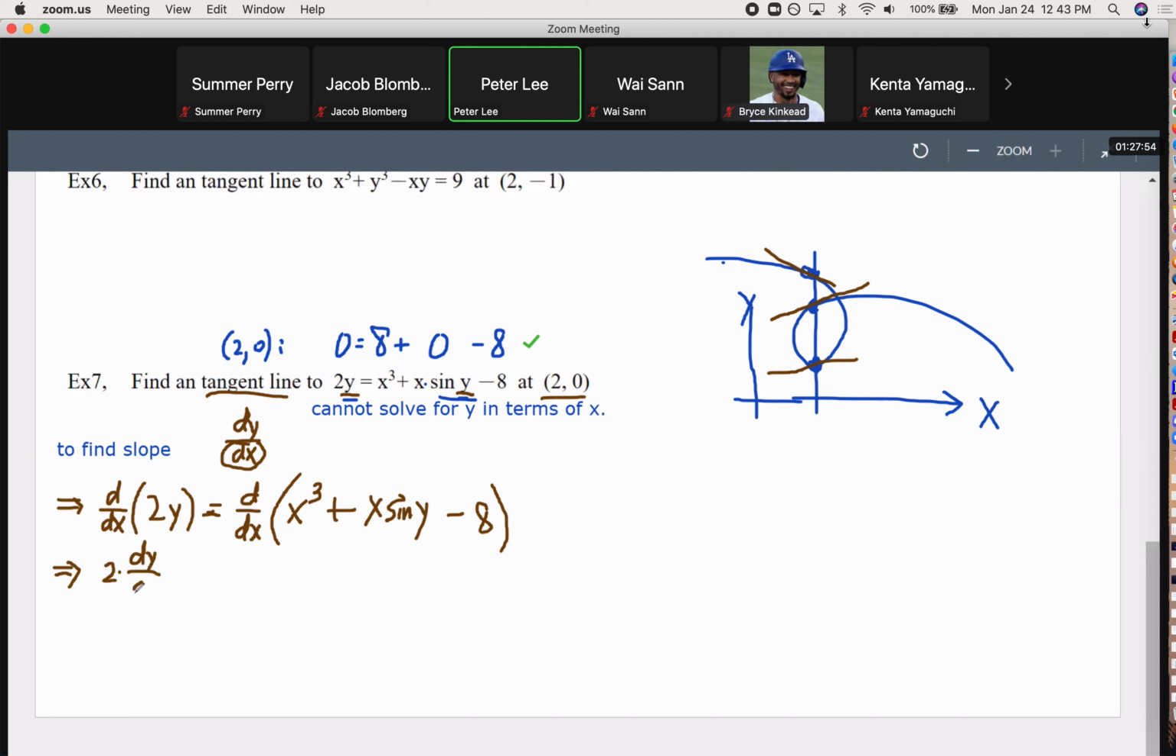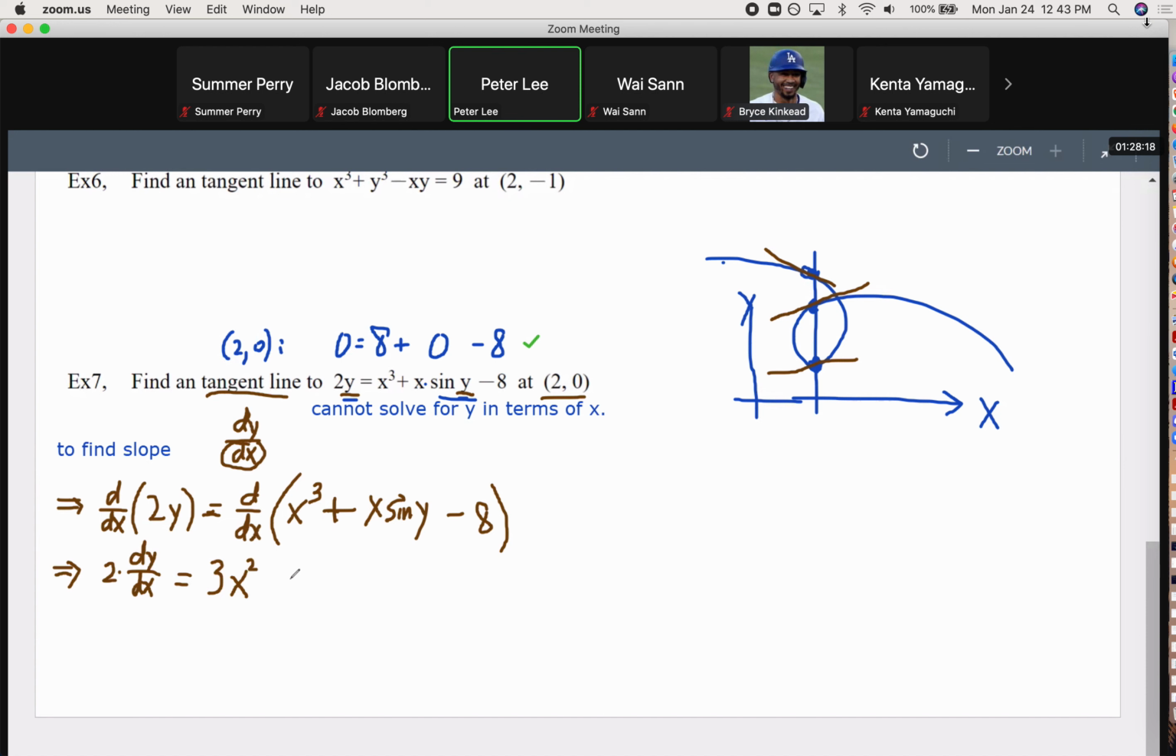The constant multiple formula for derivatives lets you pull out the 2, so we get 2 dy. Now, what is the derivative of the right side with respect to x? This is what we have right here. The derivative of x cubed with respect to x, and note that this is all plus here, so we can take the derivative separately. So this is equal to 3x squared.